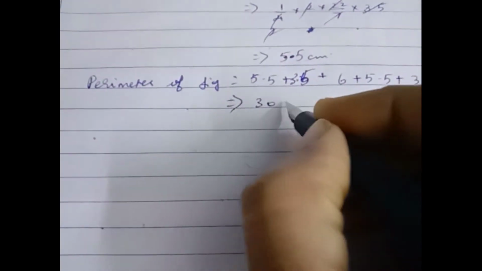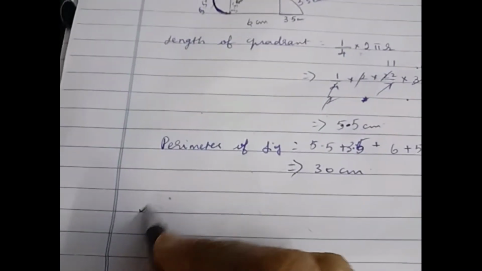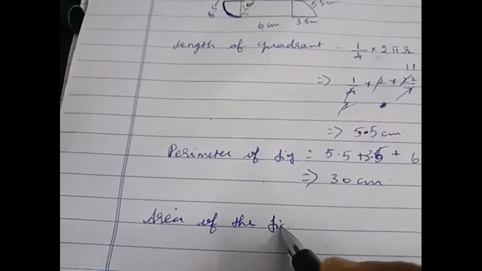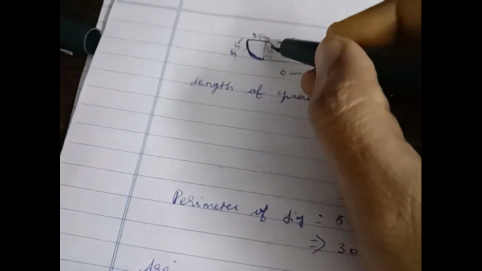Which is equal to, if you count all this, you can get 30 centimeter. So perimeter of the figure is equal to 30 centimeter. Now you have to find out the area of the figure. Here area of the figure is area of 2 quadrant plus area of the rectangle.